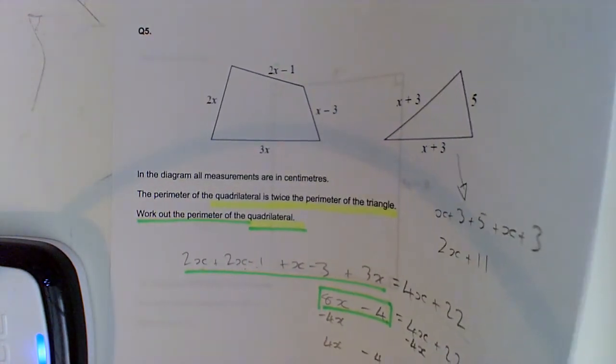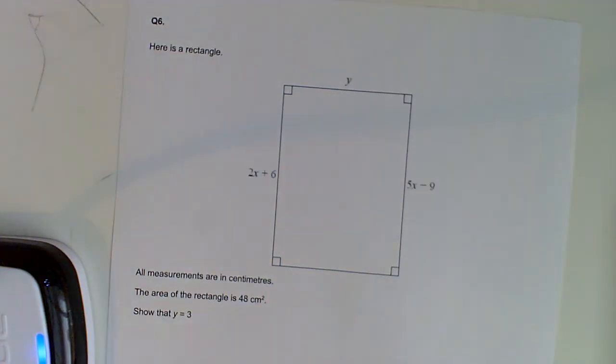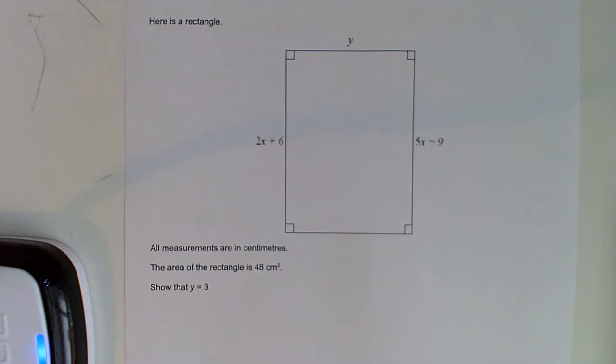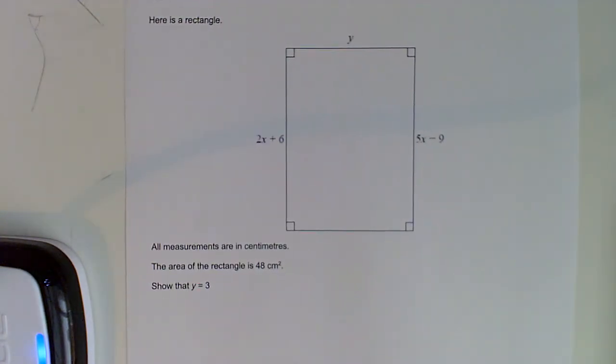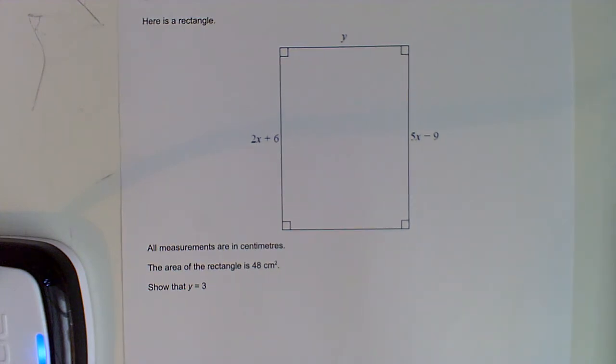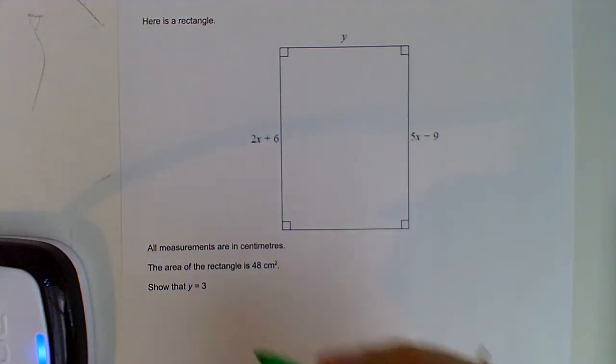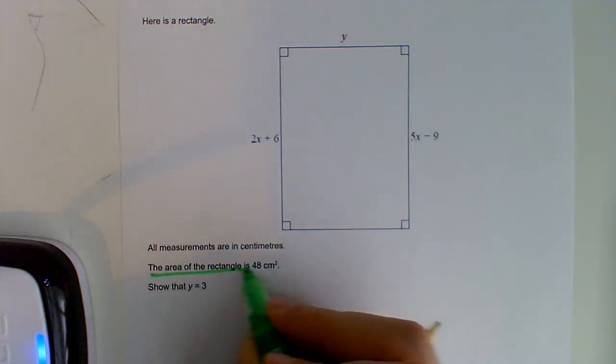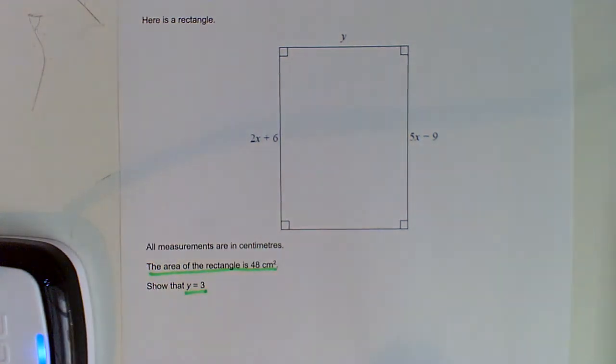Right, and question 6. So here's the rectangle, all measurements in centimetres. The area of the rectangle is 48. Show that y is 3. So let's just try and process this first, okay? The area of the rectangle is 48 centimetres squared. Show that y equals 3.